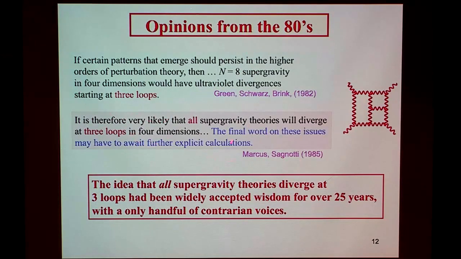And then here's another one. I like this quote a lot. It is therefore likely that all supergravity theories will diverge at 3 loops in 4 dimensions. That includes, of course, n equals 8 supergravity. And then they say, this is the great part, the final word on these issues may have to await further explicit calculations. And that's exactly what we're going to do. So we're going to go old-fashioned, right? We're going to actually do the calculation, not pontificate. On the other hand, we're going to be using modern, newfangled ideas to do the calculations.